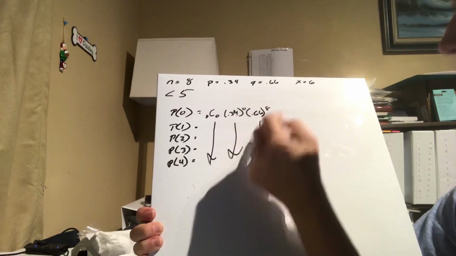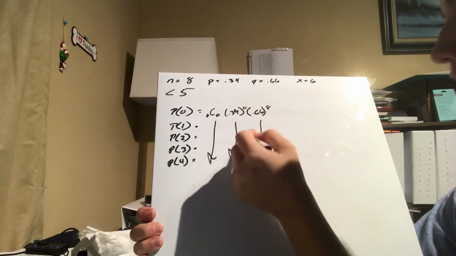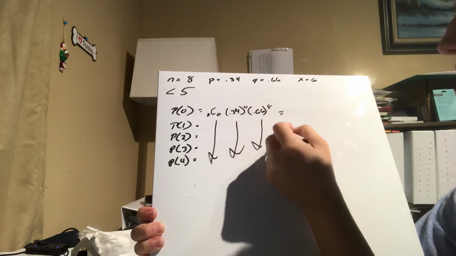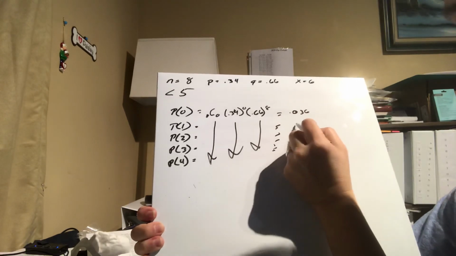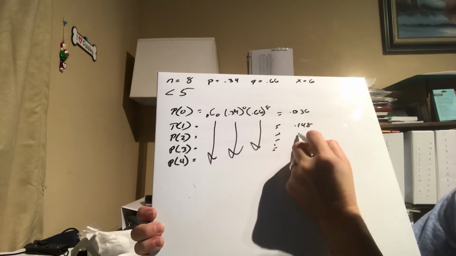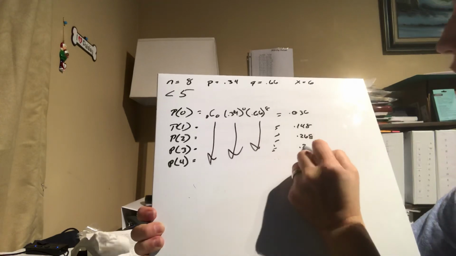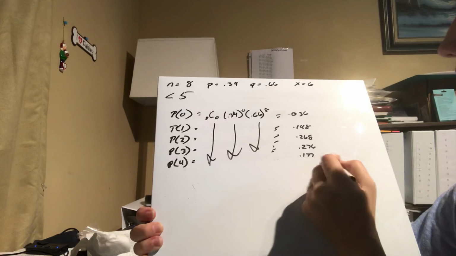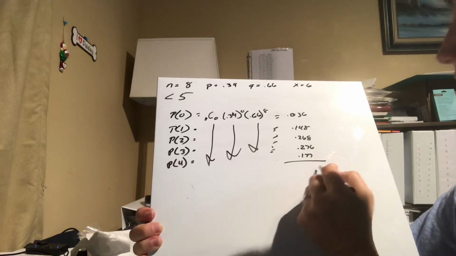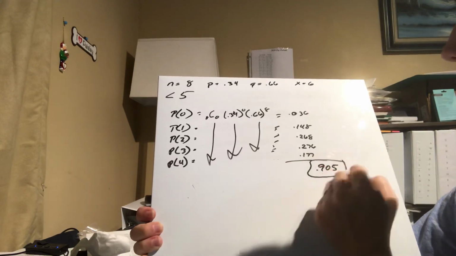This one going up, and this one going up, and this one going down equals 0.036, 0.148, 0.268, 0.276, 0.177. Add them together, and you get 0.905.